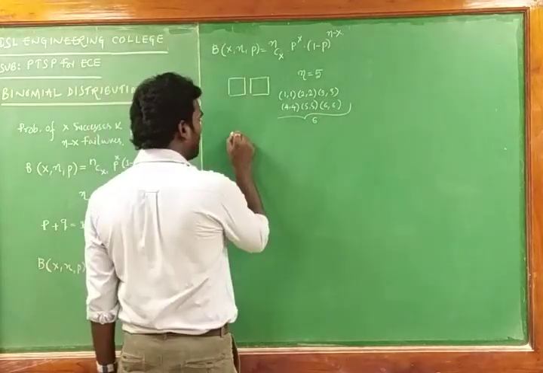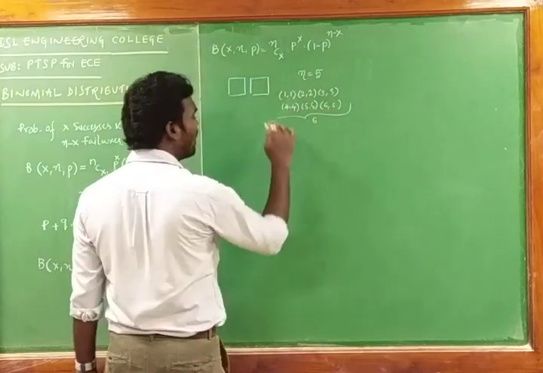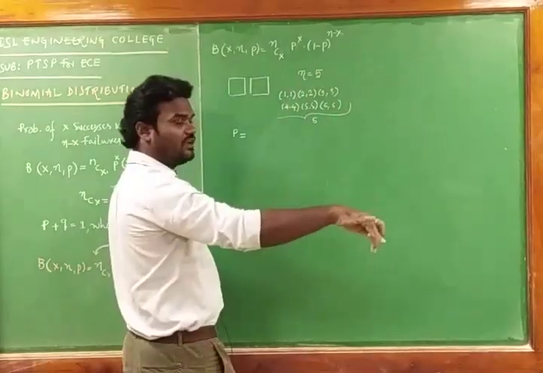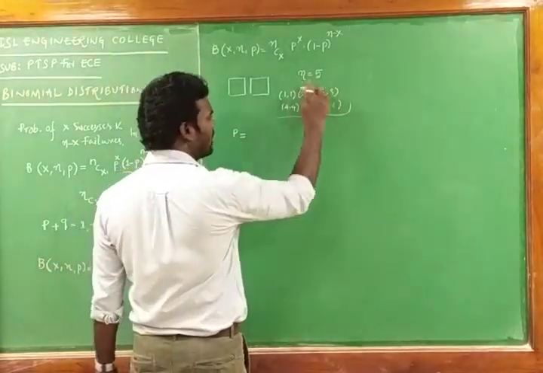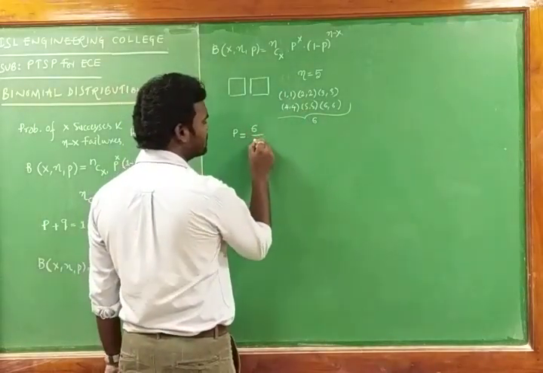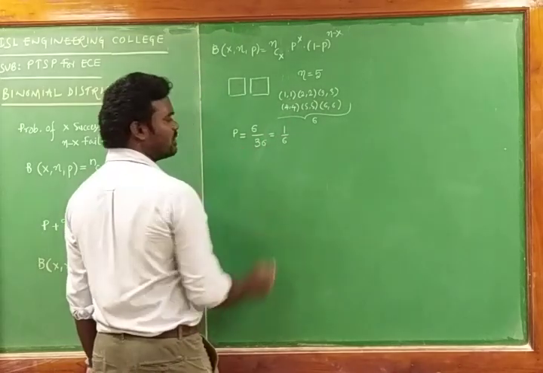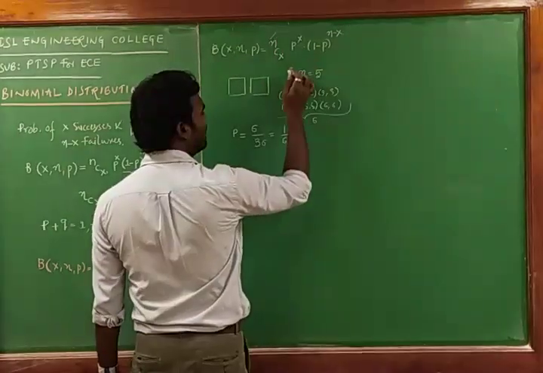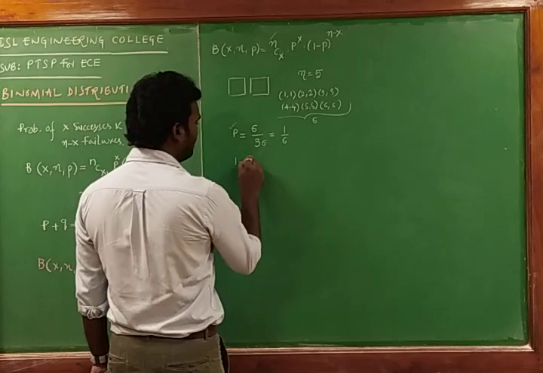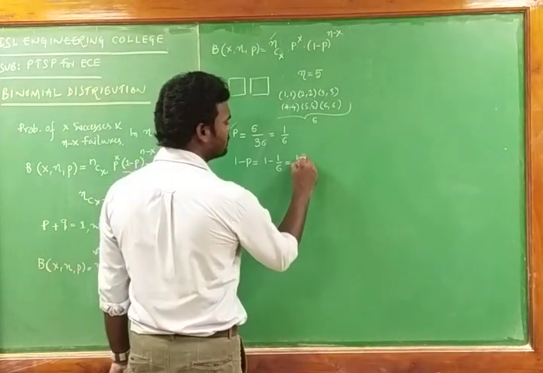So the probability of getting the success, that is 6 out of 36, is given by P equals the probability of the successful event, which is the number of favorable cases divided by the exhaustive cases. Favorable cases are 6. Exhaustive cases are 36. It will be 1 by 6. P is equal to 1 by 6. N is equal to 5. Now we got P. Then 1 minus P is equal to 1 minus 1 by 6, which is 5 by 6.